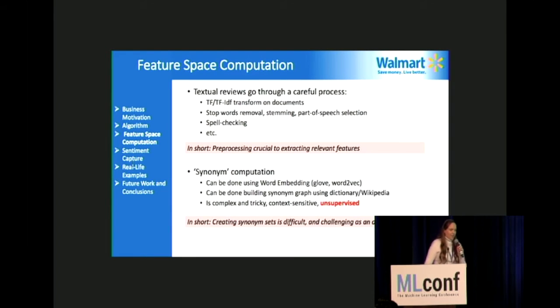Again, I mentioned earlier that I was not going to go very deeply into feature space computation, because the truth is it's actually very complicated. The first thing you have to do is take the texts from the reviews and put them through a series of transforms like TF-IDF transforms, stop word removal, and parts of speech selection. You actually have to do spell checking, because spell checking is pretty important for synonym computation, since word embedding is sensitive to it.